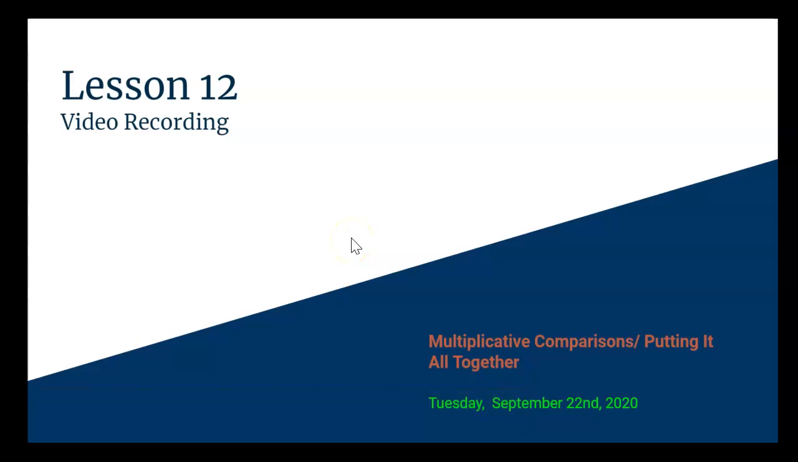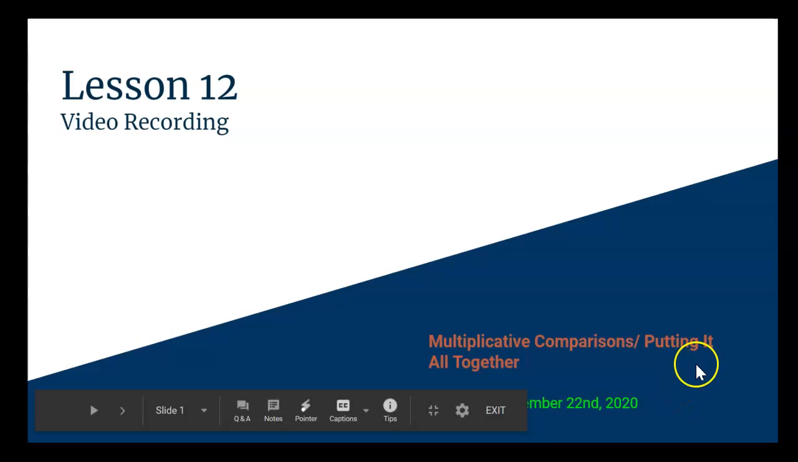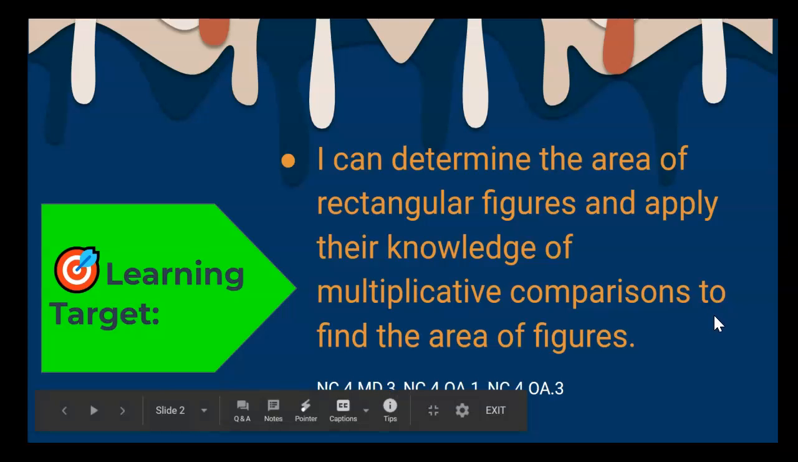Welcome students to lesson 12, and today's date is Tuesday, September 22nd, 2020, and we're continuing with our studies of multiplicative comparisons, and today the title is Putting It All Together. Our learning target: I can determine the area of rectangular figures and apply their knowledge of multiplicative comparisons to find the area of figures.